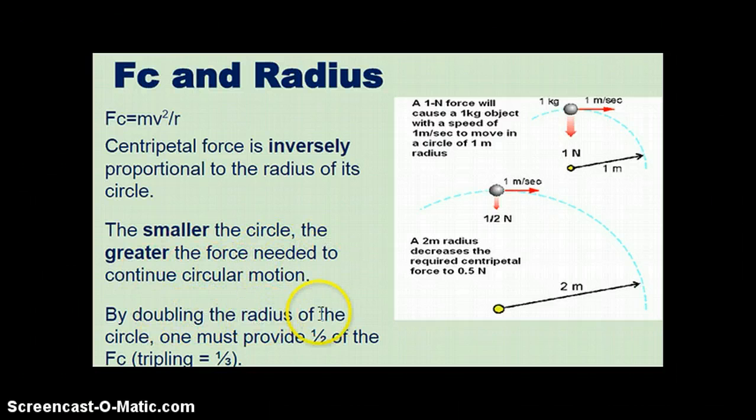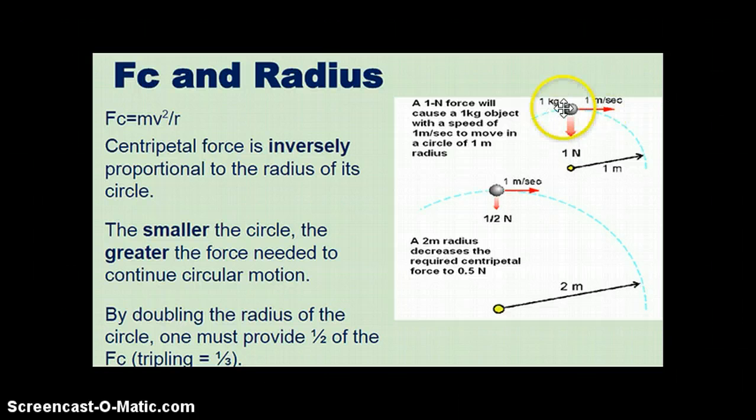And by doubling the radius of the circle, one must provide 1/2 of the centripetal force. And if we tripled the radius, it would only need 1/3 of the force. So we're looking at relationships here of the radius to the centripetal force.